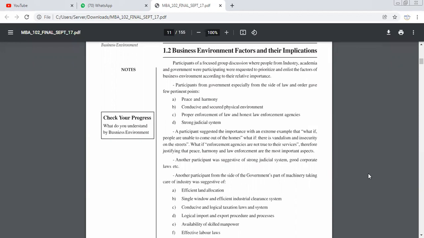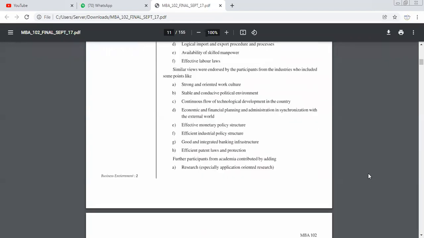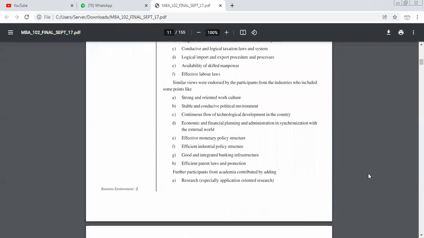Now the first one: the group discussion in which people from industry and the government participated were requested to prioritize and enlist the factors of business environment according to relative importance. Now see, they have given more importance to business as compared to the location. Those who are living in urban areas are able to circulate more money as compared to people living in rural areas.